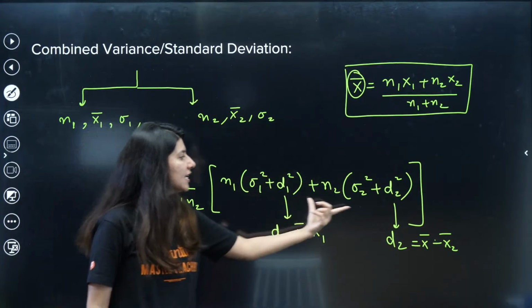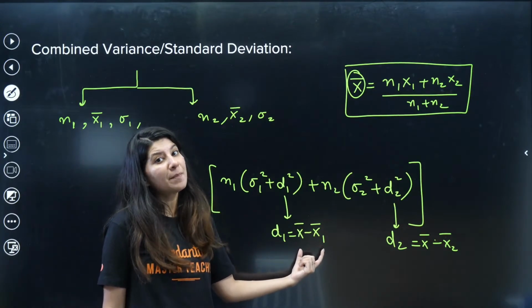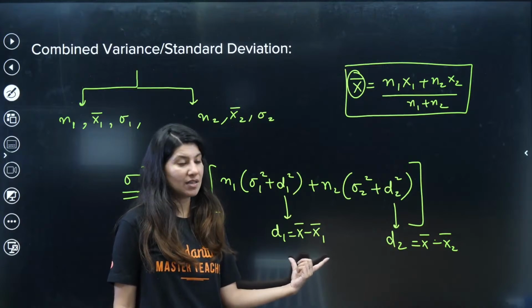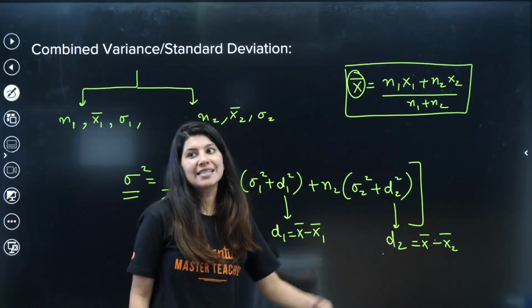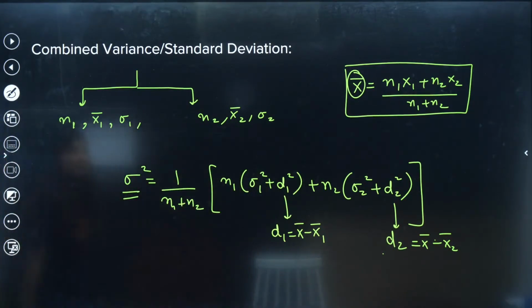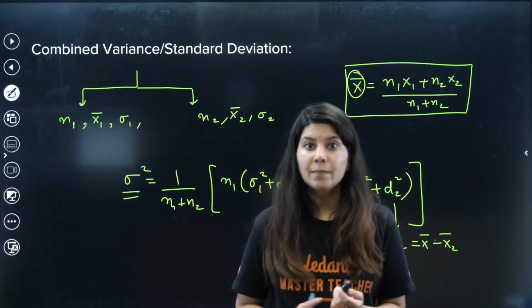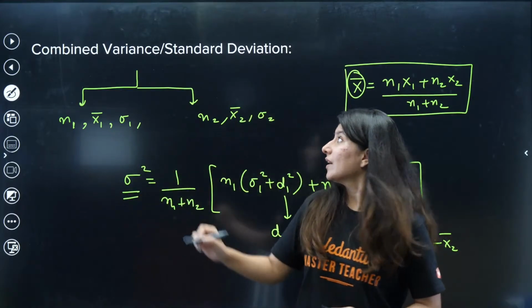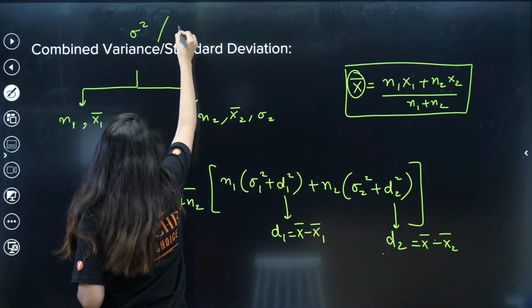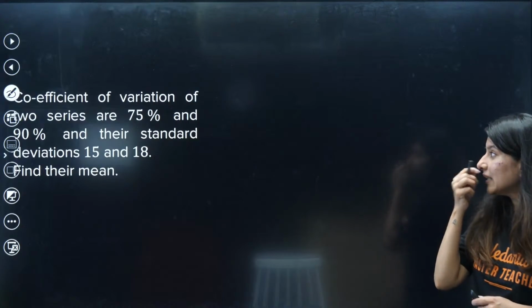This is for the first series, and this is for the second series. Now d1 is nothing but the difference of the combined mean and the series mean: the combined mean minus the first series mean, and here the combined mean minus the second series mean. Are you getting it? Combined variance and standard deviation. So remember very carefully, sometimes they talk about variance, sometimes about standard deviation. When they talk about variance, this is sigma square. And when they talk about standard deviation, don't forget to take the square root in the end.